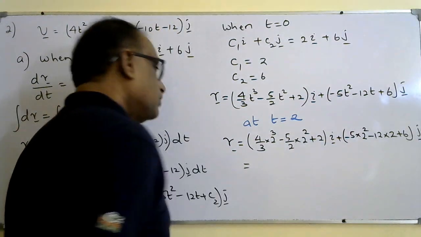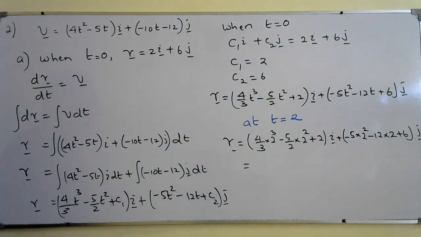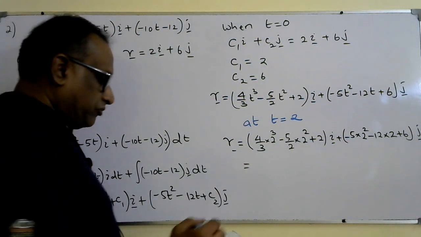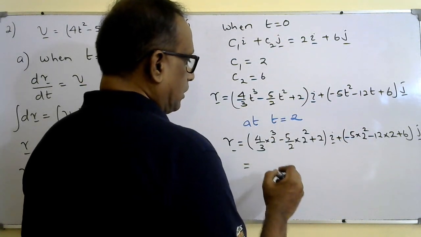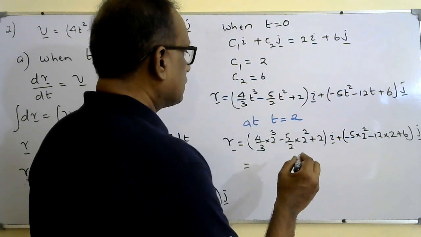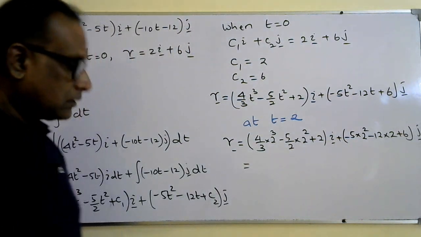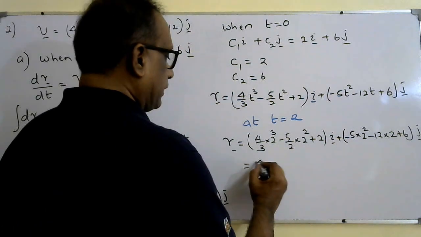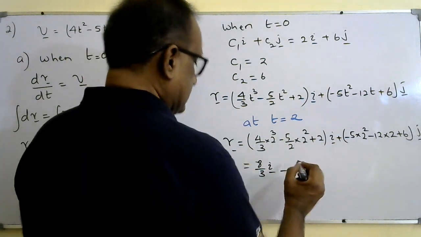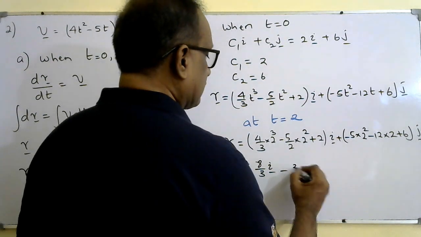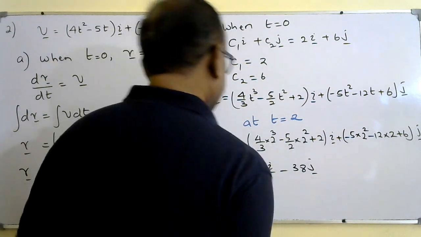Solve it. You will get the position vector at time t equal to 2. When you solve that, you will get 8 by 3 i minus 38 j. Check it.